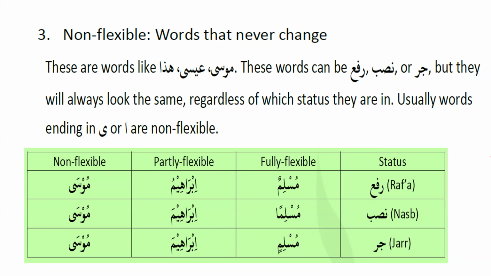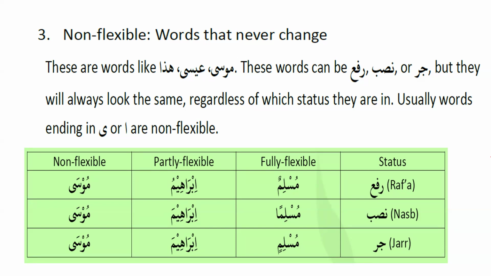What is the status of the word? Nasab. Nasr. Very good. But if I say the same thing, I went to the house of Ibrahim, what will be the status of the word? Jar. But what will be the word? Ibrahimu, Ibrahima, or Ibrahimi? Ibrahima.